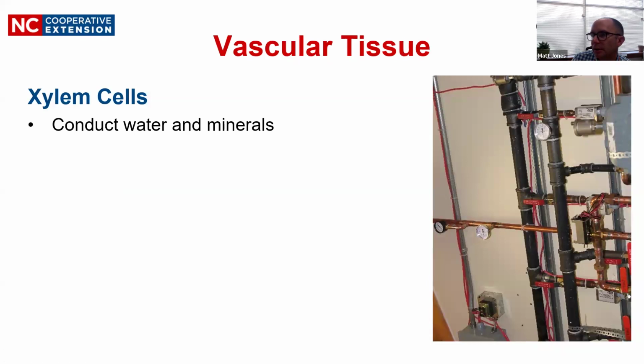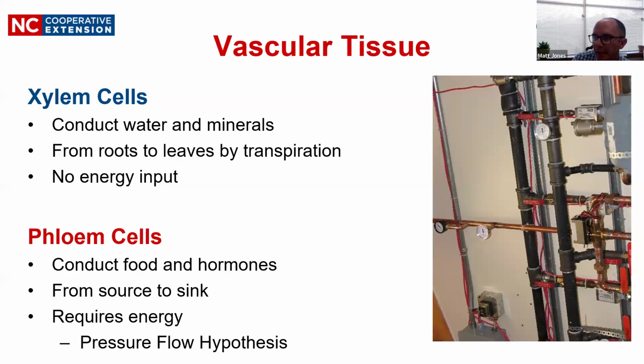I alluded to it earlier, but I'll mention it again just to make sure we're clear here. Vascular tissue occurs in stems, it occurs in leaves, it occurs in roots, it occurs in flowers, but we'll talk about it here. There are two kinds of vascular cells, xylem and phloem.